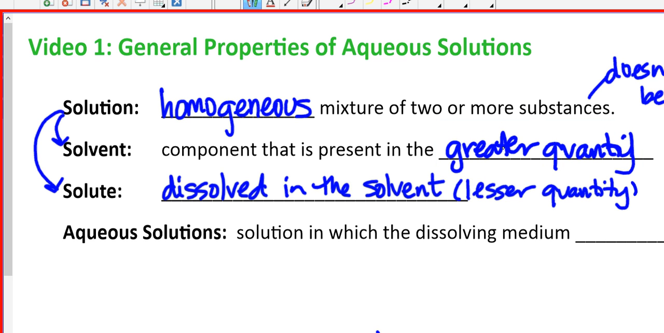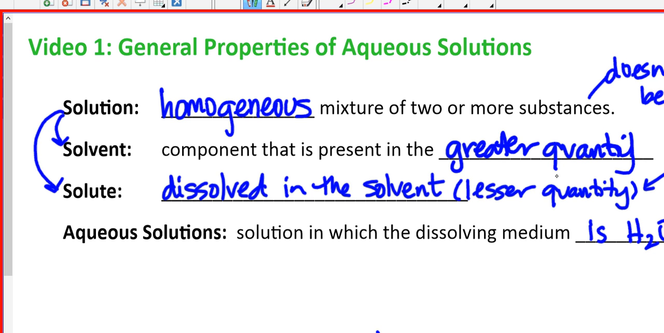And it can be sometimes confusing to think about these two different words. They both start with S. They might seem similar at times. So one way to remember it is the smaller quantity is also the word with the fewer letters. All right, so aqueous solution. Instead of just saying solution, we can specifically say aqueous solution. These are solutions in which the dissolving medium is water.